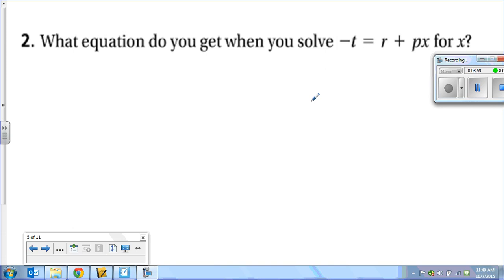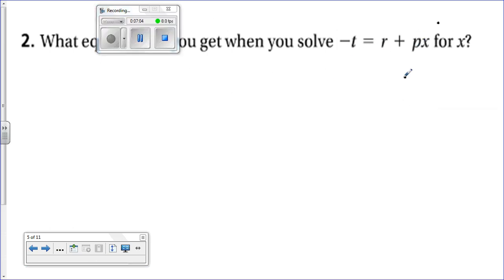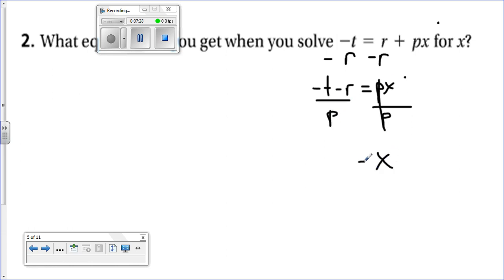I'm going to do two more real quick. So solve for x here. So we have negative t equals r plus px. So the first thing we're going to do is subtract r. Treat it just like it was a number. So now we have negative t minus r equals px. And if I want x all by itself, I just divide by p to both sides. These cancel, and you're left with x equals negative t minus r divided by p.